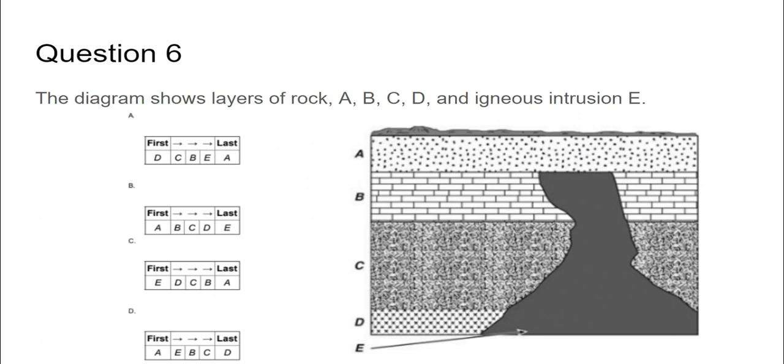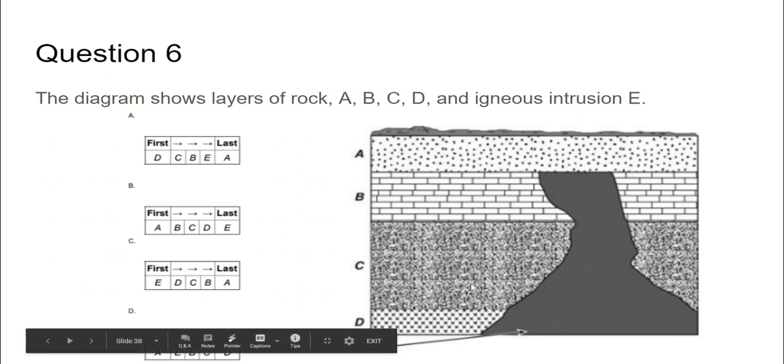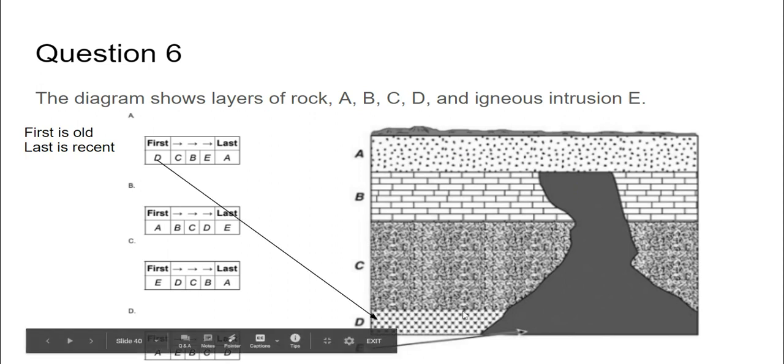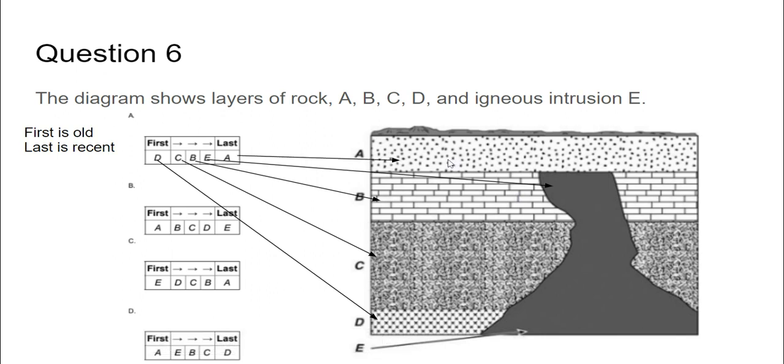So the full order looks like it would go D is the oldest, then came C, then came B. Then all 3 layers were intruded by igneous intrusion E. And then last up was A, is most recent. So first is old, last is recent. D, C, B, E, A. That's it. First try. Let's make sure the other ones are wrong.